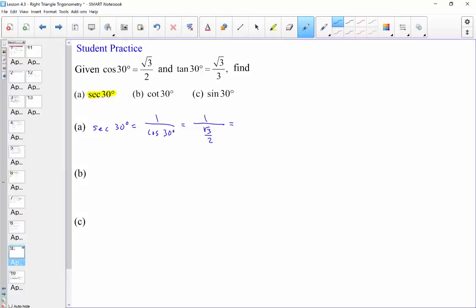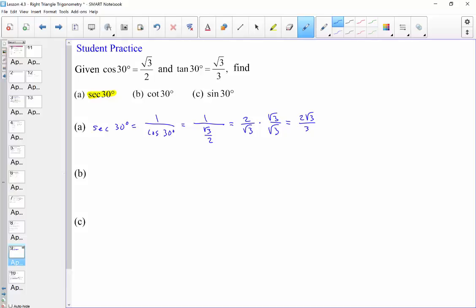Since we've got a fraction over a fraction, we're going to multiply by the inverse of the denominator. So we're going to end up with 2 over the square root of 3. Rationalize the denominator, multiplying the numerator and denominator by the square root of 3, and we have 2 times the square root of 3 over 3.